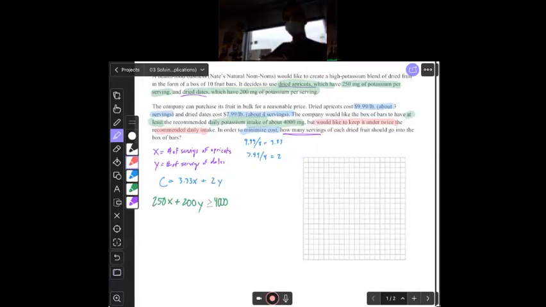There's no point in having a huge amount of vitamins in this, so they're saying, well, we need to limit it also. Yeah? So there's also an upper limit. Twice the recommended daily intake, so that's going to be what? 8,000?